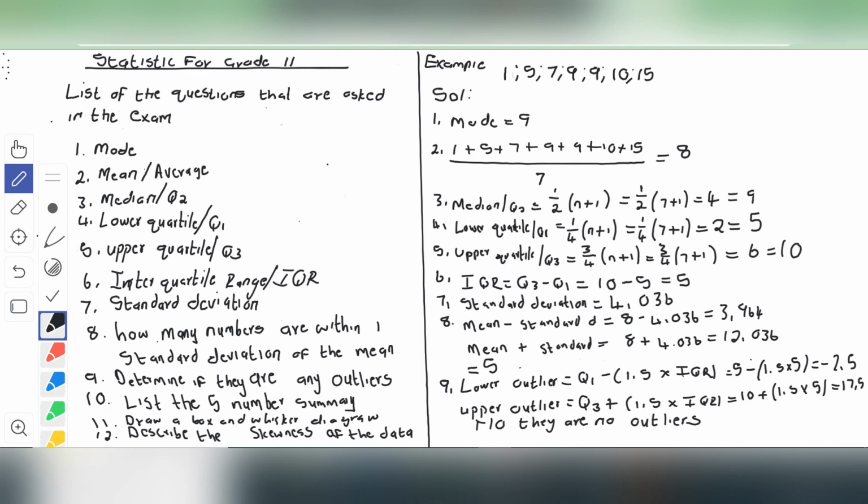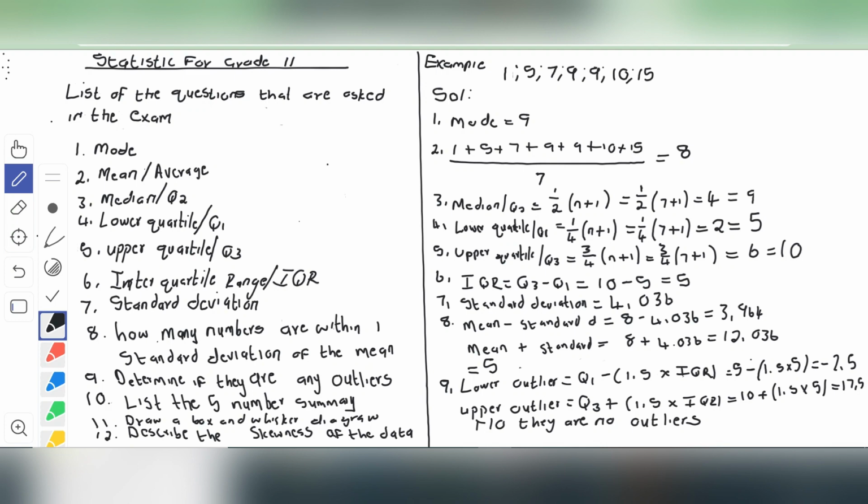But we saw that we don't have any outliers, because for the lower outlier, negative 2.5, we need values below negative 2.5, and from our data set we don't have negative values. Therefore, no lower outlier. Then we check the upper outlier, which is 17.5. We check for values greater than 17.5, and we don't have those. So there are no outliers.